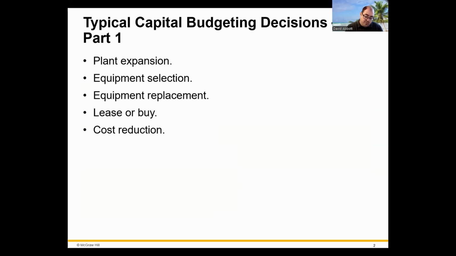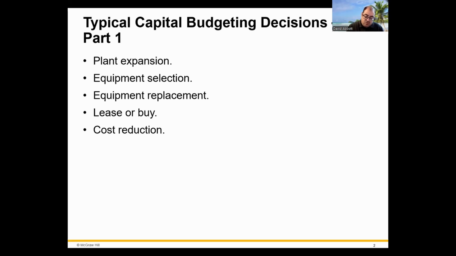All right, so an overview. So typical capital budgeting decisions. So capital budgeting analysis can be used for any decision that involves an outlay now in order to obtain some future return. Typical capital budgeting decisions would include the lease or buy decisions. So for example, should new equipment be leased or be purchased?